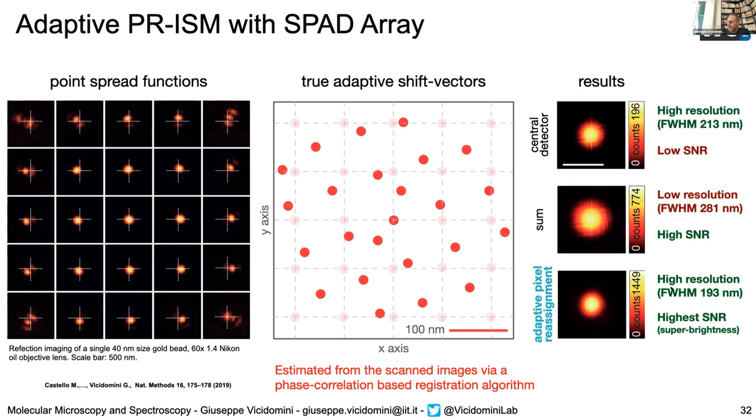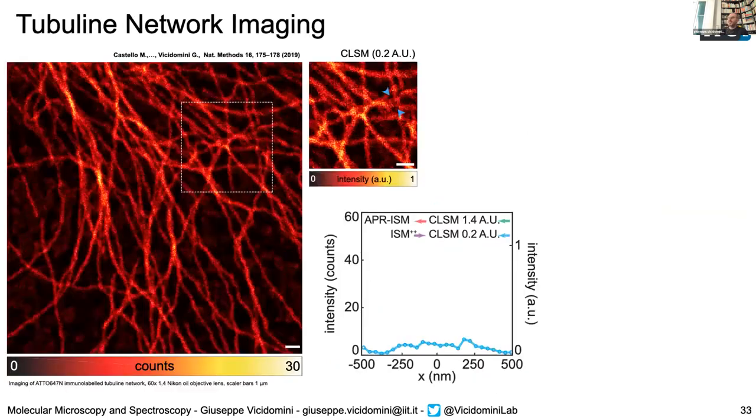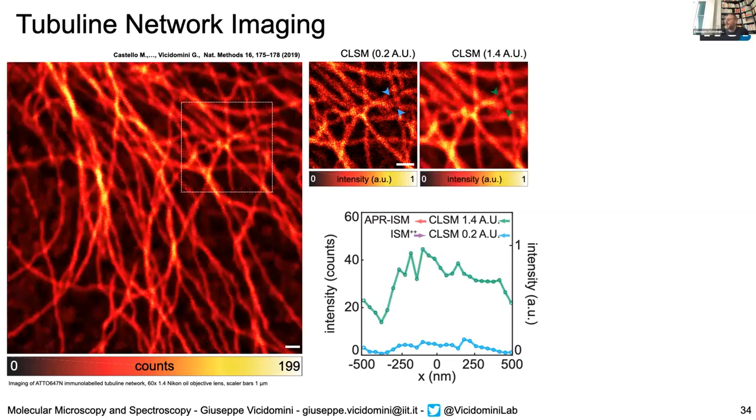As you can see here, you further enhance the resolution and the signal to noise ratio of your image. Now some examples of the pixel reassignment image scanning microscopy approach. This is an image of tubulin structure. This is an image collected with a conventional microscope in which we have a closed pinhole. When we open the pinhole, you can see that the signal increases, but also the blurring increases, as you can also see by making an intensity plot along this direction.